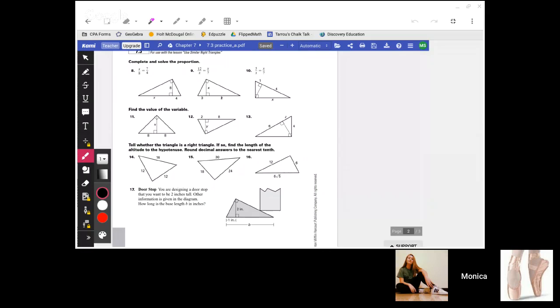Okay, so in the medium triangle, what are the terms for those? We could call that long leg and short leg. X is the long leg, 8 is the short leg. You follow that?